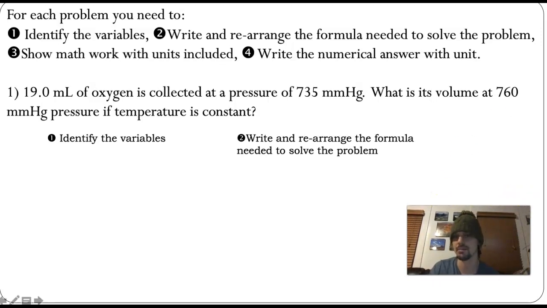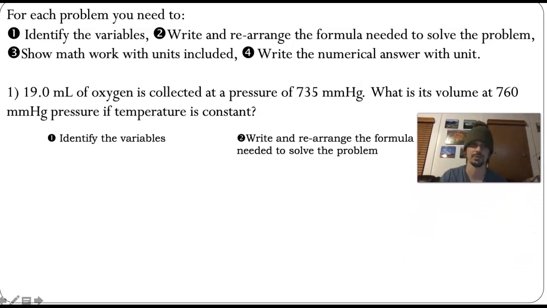Now, the 4 steps you use to solve these problems are, step 1, identify the variables. What variables are you given? I like to underline them, label them. Step 2, write and rearrange the formula needed to solve the problem. So I pick which gas law I'm going to use, and I rearrange that gas law to solve for the variable that I need to solve for. And then steps 3 and 4 are simply plugging in and solving. Remember, your answer has a unit.